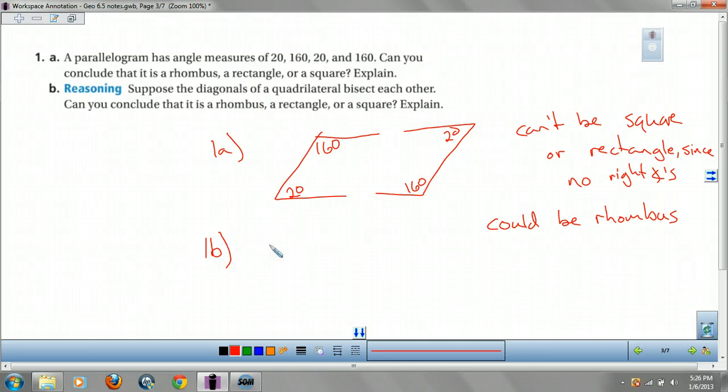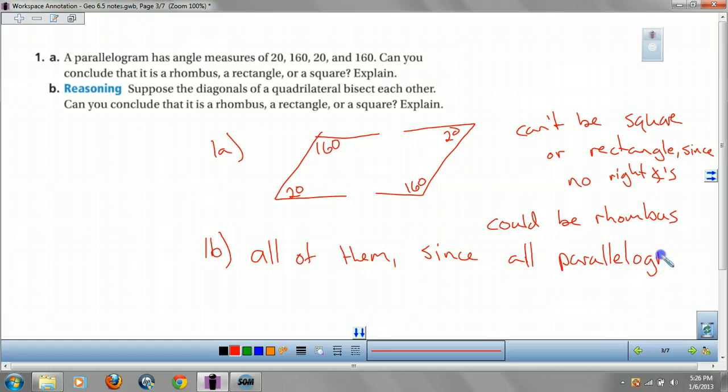1B. Suppose the diagonals of a quadrilateral bisect each other. Could it be a rhombus, a rectangle, or a square? Ready? All of them, since they're all parallelograms. Since all parallelograms have bisecting diagonals. Okay?